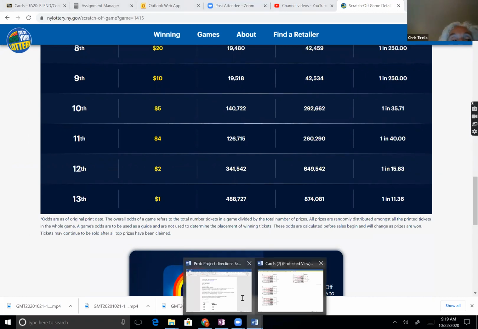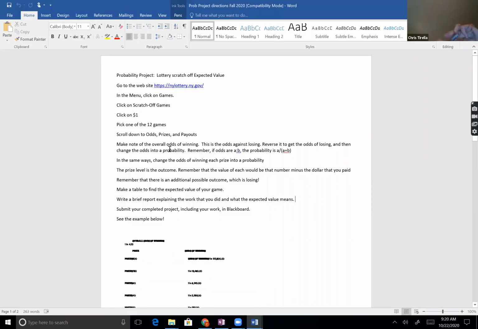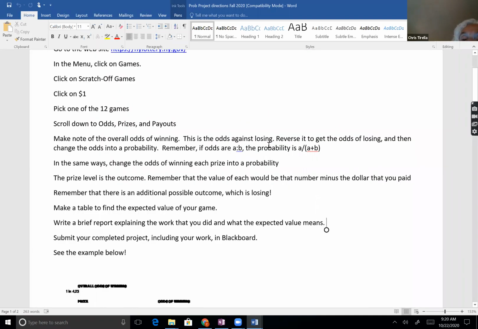Then you're going to make note of the overall odds of winning. That's the odds against losing. Reverse it to get the odds of losing, and then change the odds to a probability. In the same way, you need to change the odds of each prize into a probability. The prize is the outcome. The value is going to be $1 less because you had to pay $1 for the game.